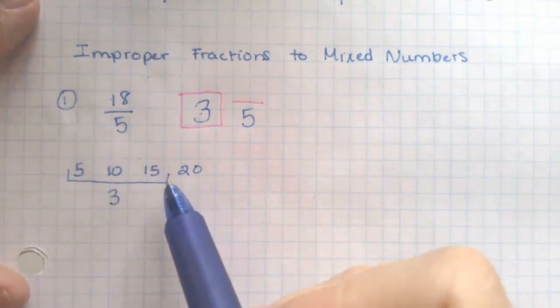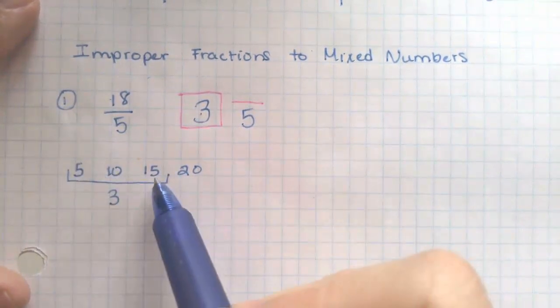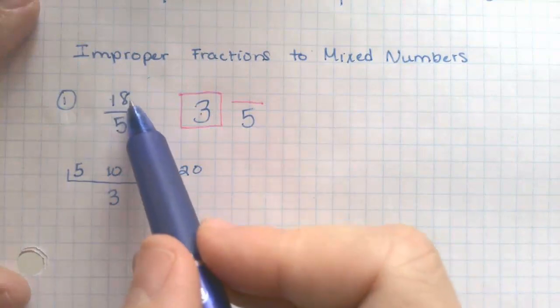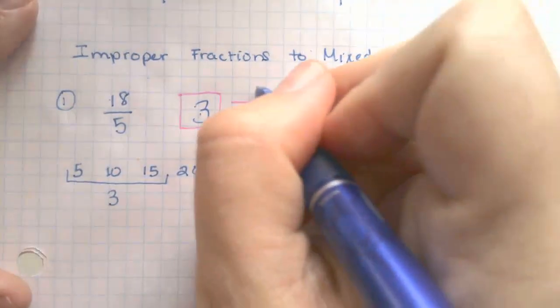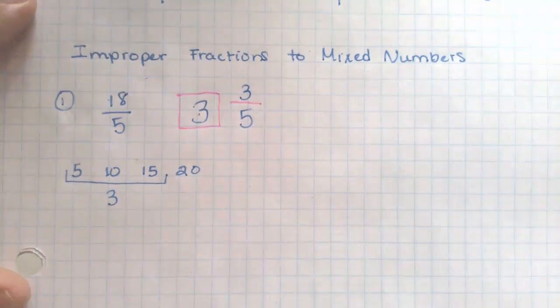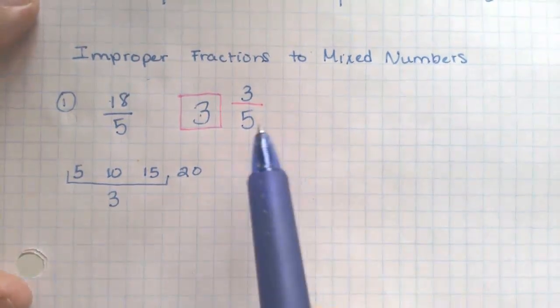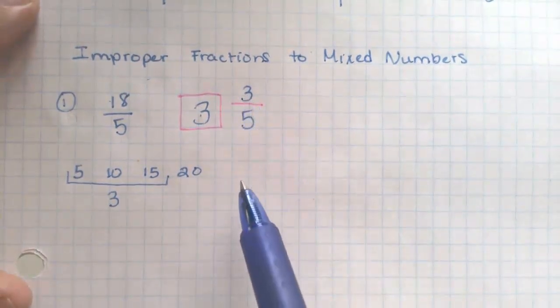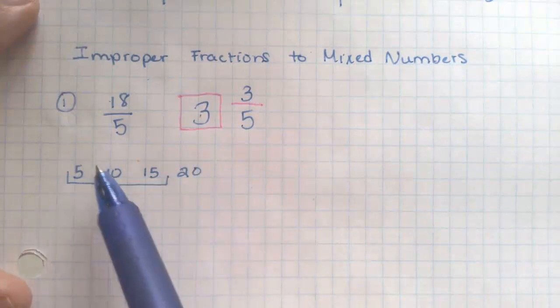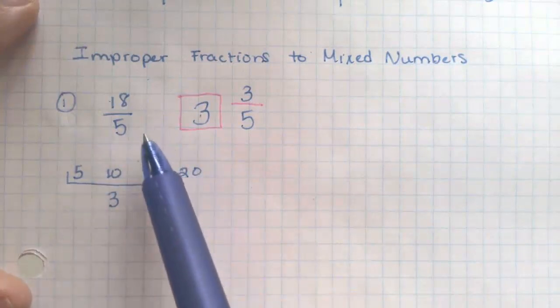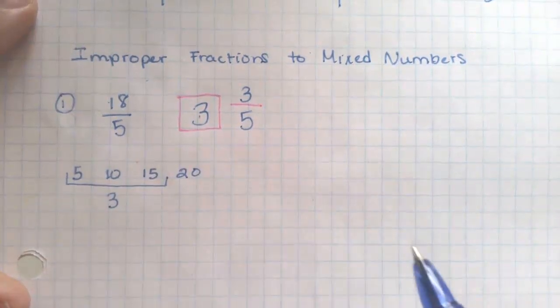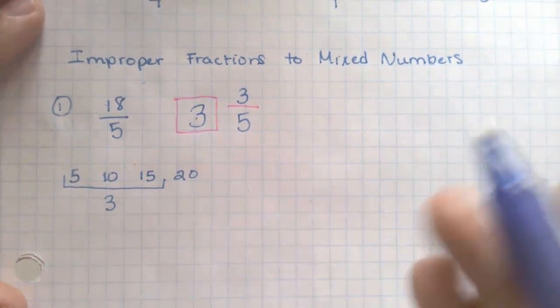Now, when I did this though, 3 multiples of 5 only get me to 15. How much farther do I need to get to 18? Well, I'm short 3. That's why I can't do another multiple of 5. I'm short 3 of the 5. So you can do it this way if you're comfortable with multiples, or let me show you how you can do it in long division. You're going to get the same answer.